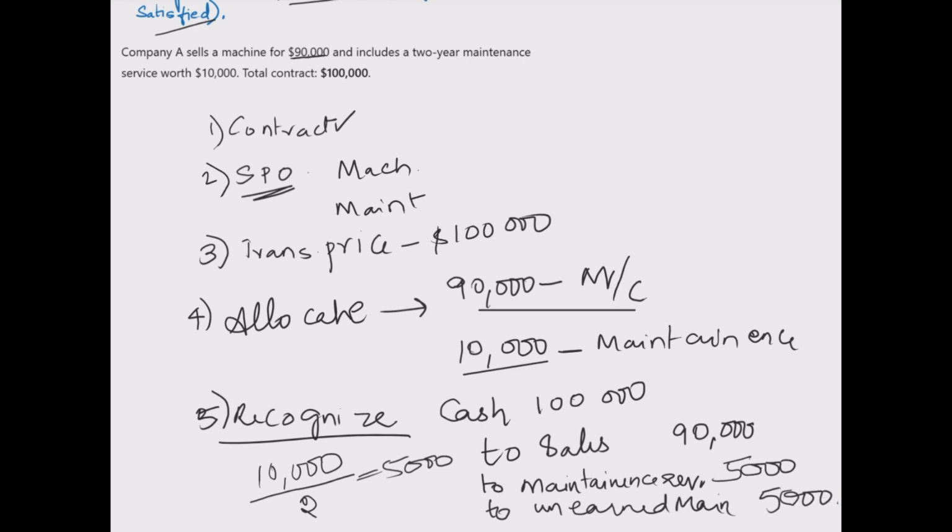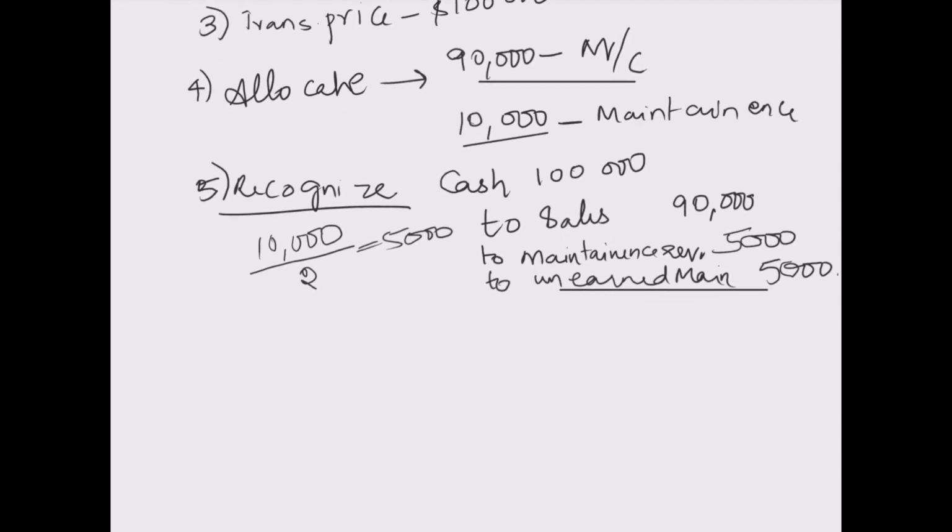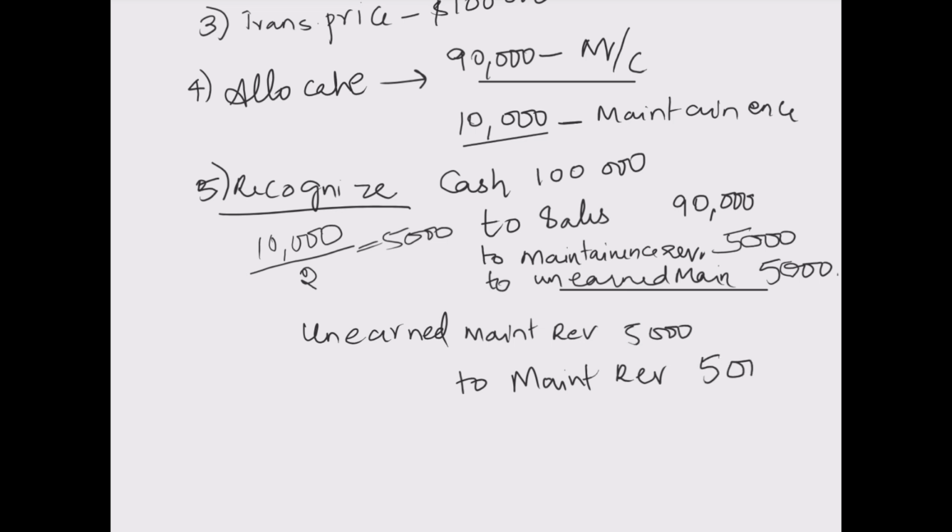At the end of the next year, I am going to reverse this unearned maintenance revenue entry like this: unearned maintenance revenue to maintenance revenue, 5,000 and 5,000. Alright, this was your revenue recognition.